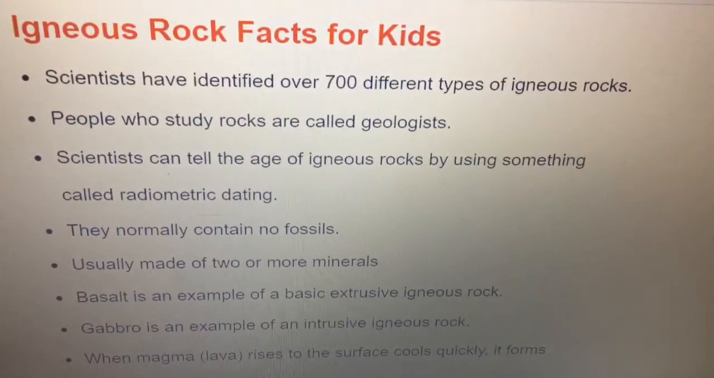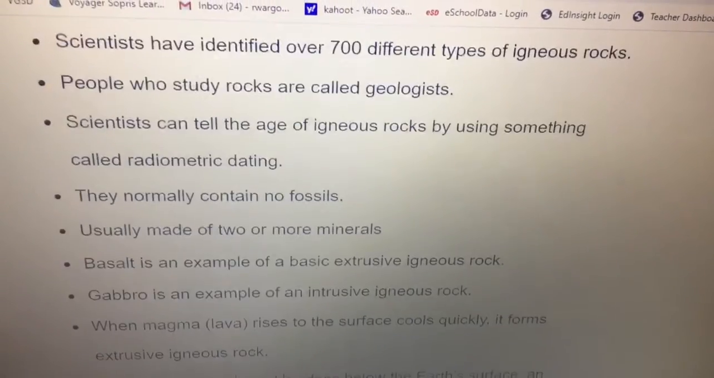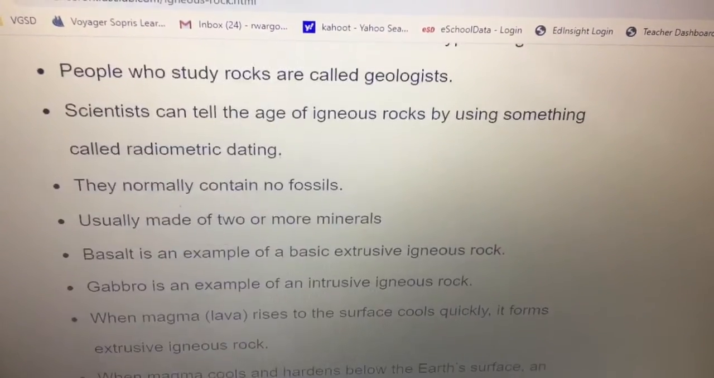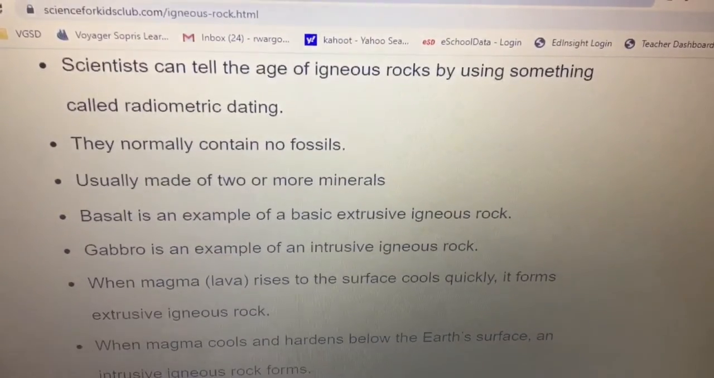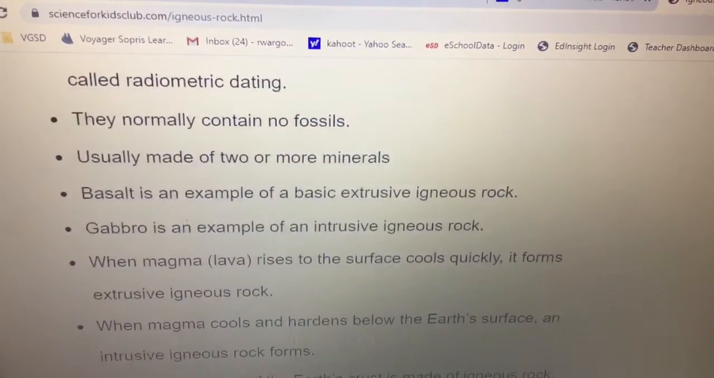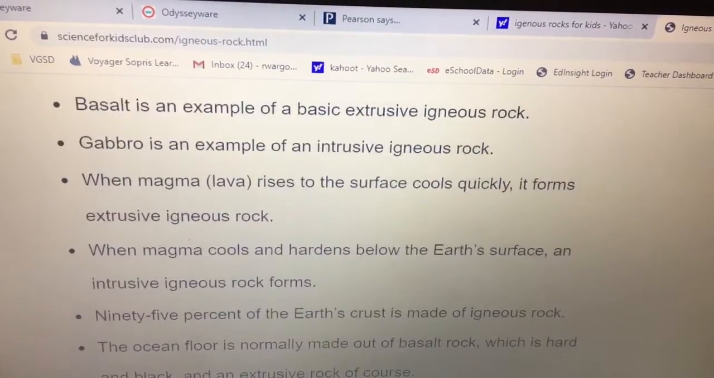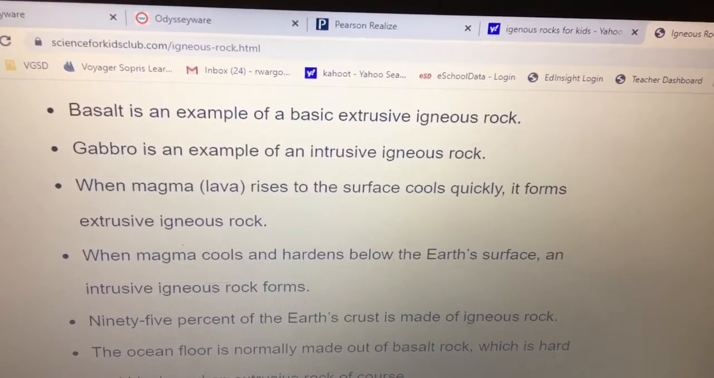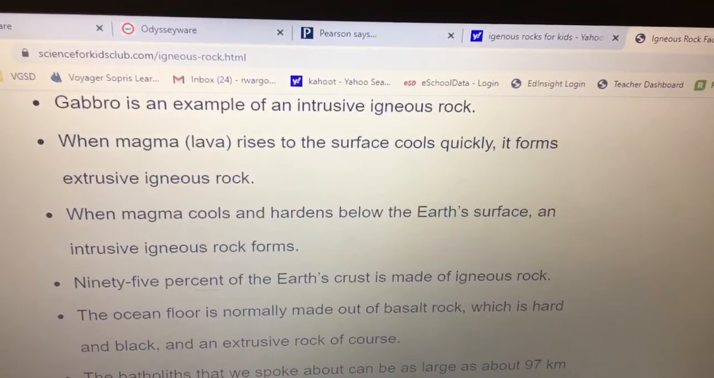There are so many, but scientists have identified over 700 different types of igneous rock. People who study rocks are called geologists. Scientists can tell the age of igneous rocks by using something called radiometric dating. They normally contain no fossils, usually made of 2 or more minerals. Basalt is an example of a basic extrusive igneous rock. Gabbro is an example of an intrusive igneous rock.